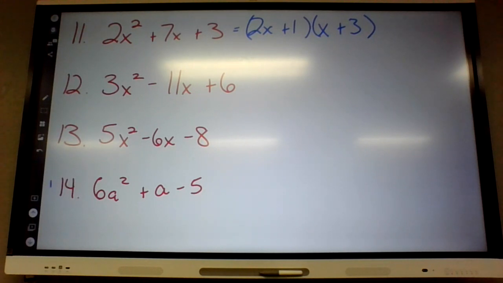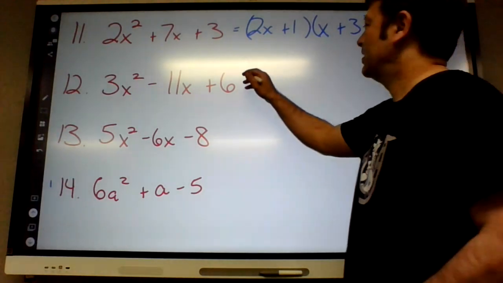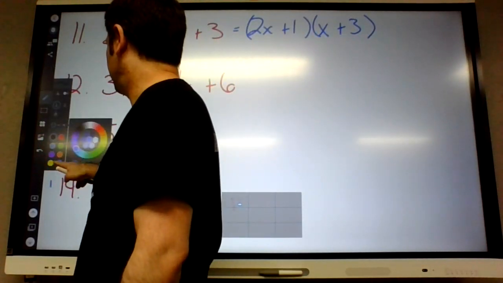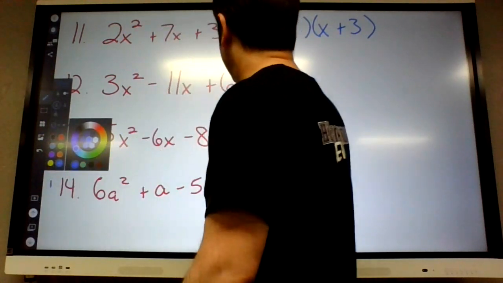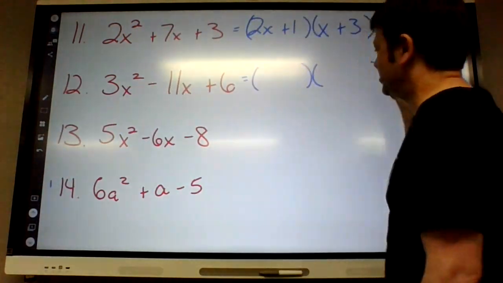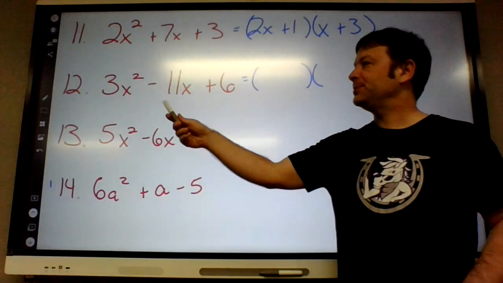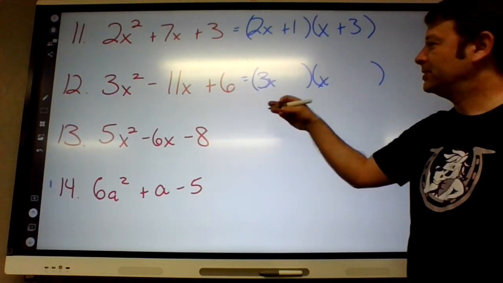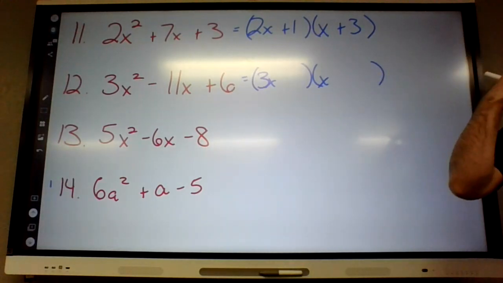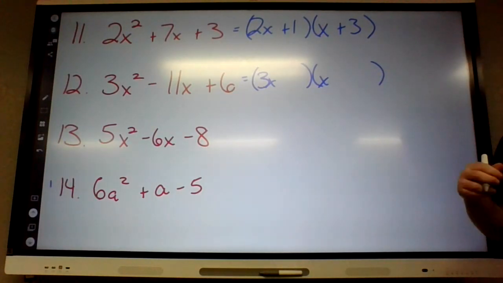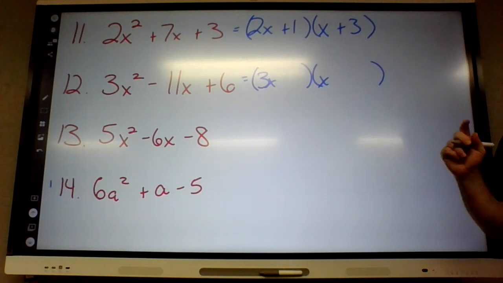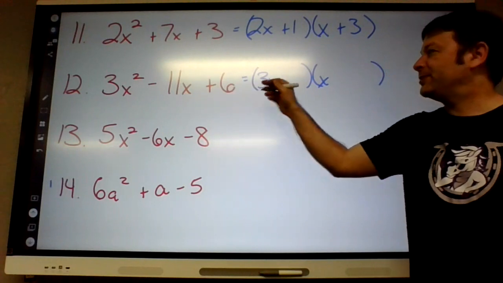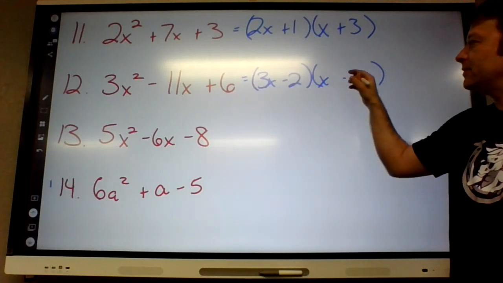Alright, what am I trying to do? Here we go. Wyatt, what could go on the front on this one? 3x and x. Okay, did you figure out what goes into 6? -2 and -3. Right. So it's 2 and 3, but for it to add up to -11 when you FOIL, we need the negative version.